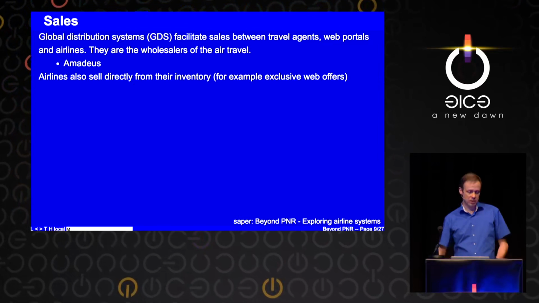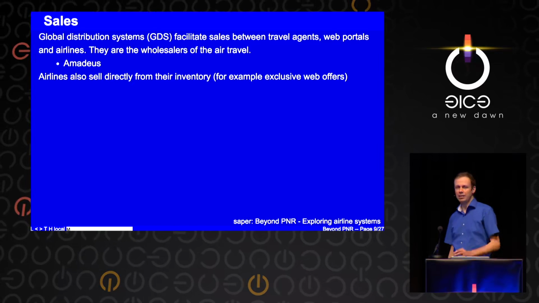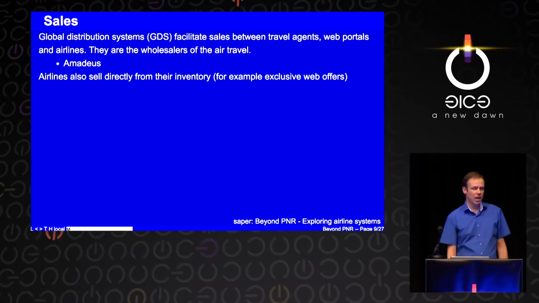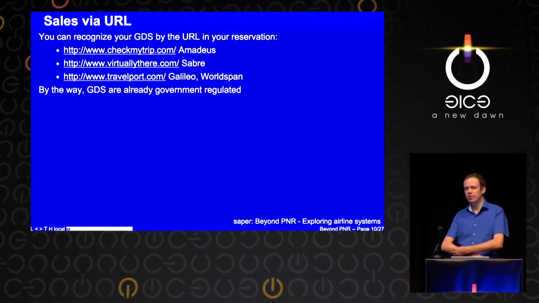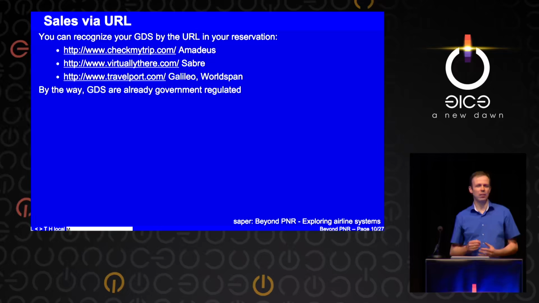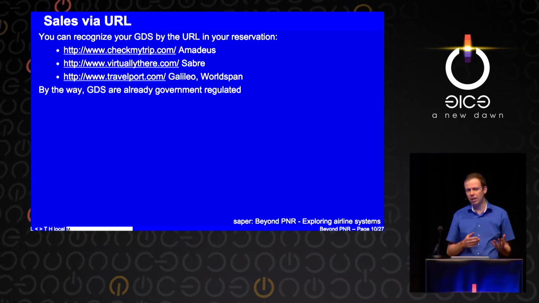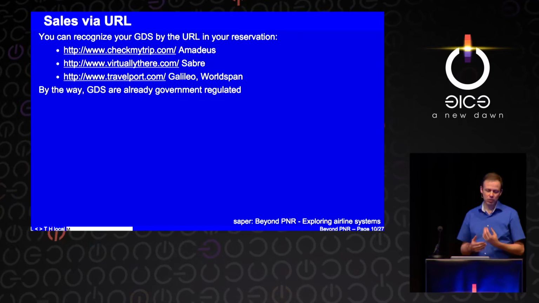Those systems sell most of the tickets, but airlines also sell directly from their inventory. So you may get deals online on the website which are not available via GDS. In general, the whole GDS business is regulated because it's very easy to manipulate the market if you show more seats on one airline and fewer seats on the other, and you show more expensive tickets on one airline and less expensive tickets on the other. There were cases in the past when it was manipulated, and market players could take advantage.